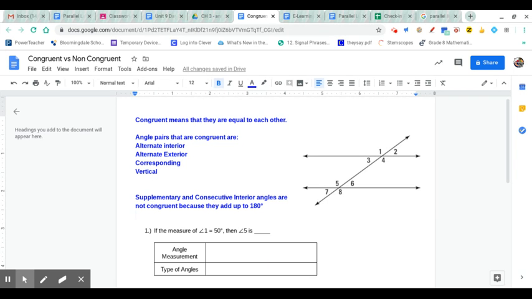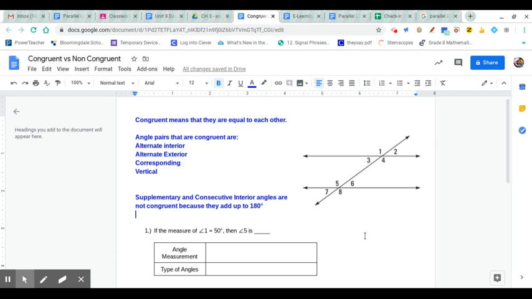Something else to point out is that supplementary and consecutive interior angles, which could also be called same side interior, are not going to be congruent, because they add up to 180. One angle plus the other angle is going to be equal to 180.